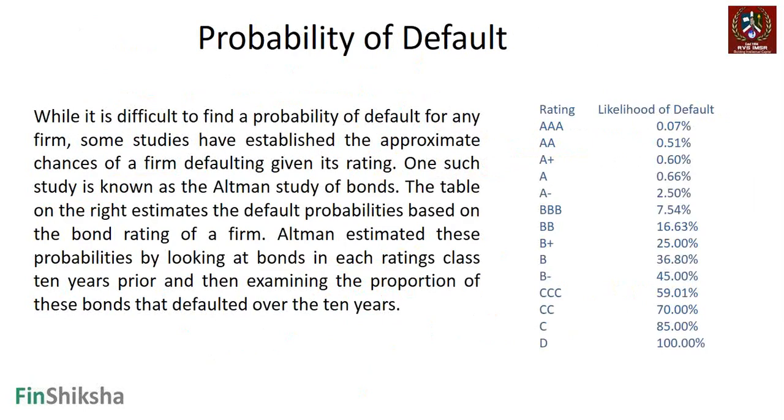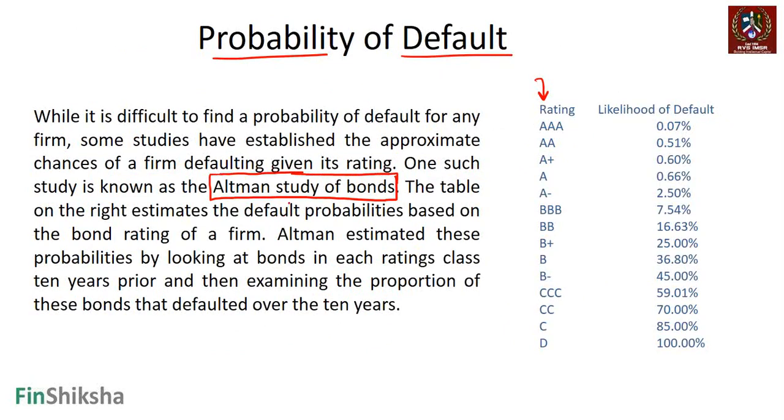So the probability of default, while it is difficult to find for any firm, some studies have established the approximate chances of a firm defaulting given its rating. So once we can find the bond rating of a firm, the chances of it defaulting are given. One such study is the Altman study of bonds. That's a famous study which basically tells us the probability of default given a rating.